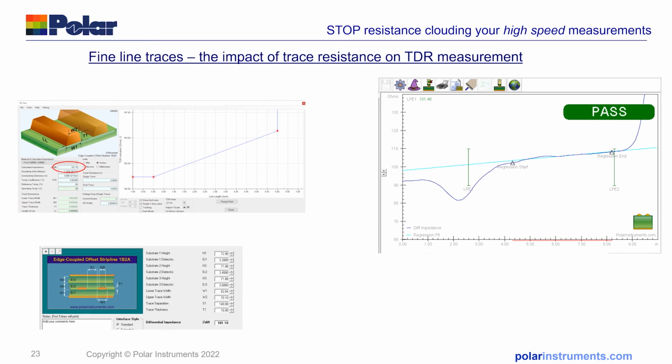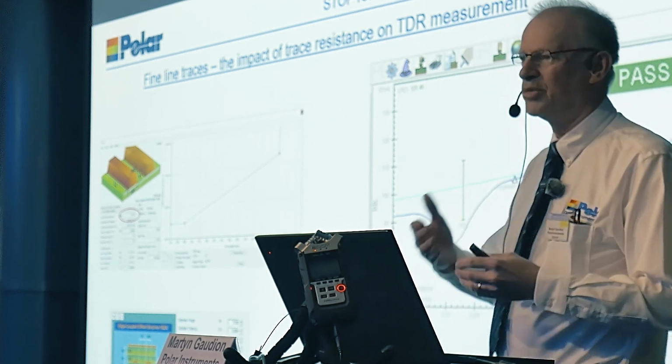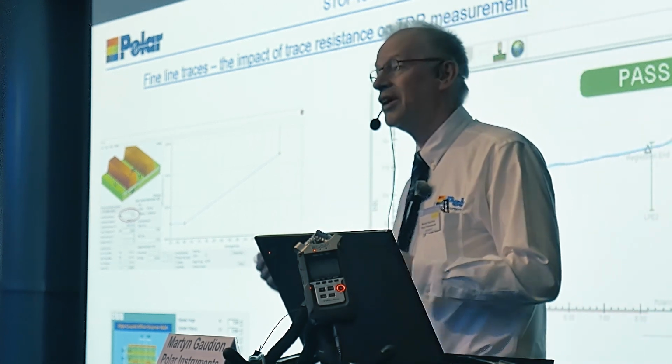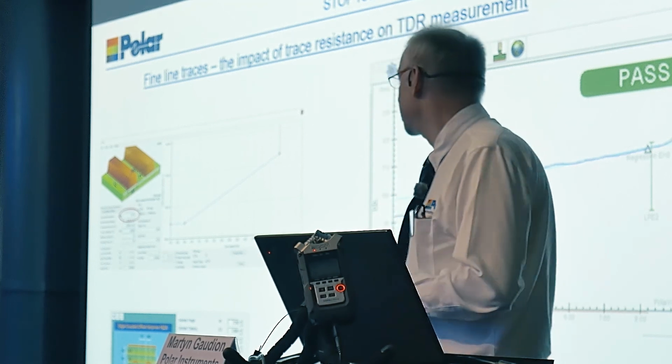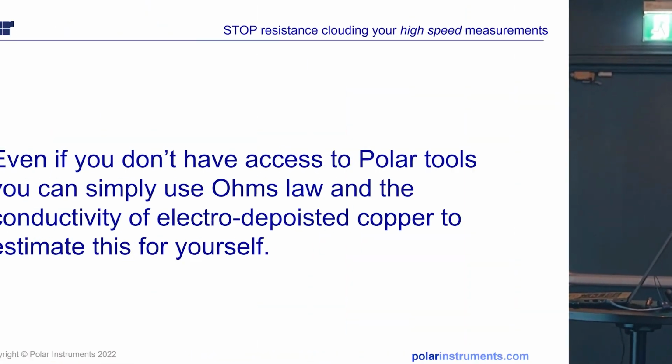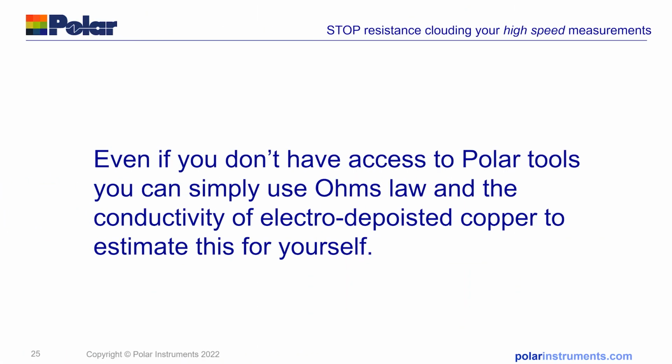It's a case of the dance between measuring and modelling. It's not always the measurement that's right, it's not always the model that's right. You have to have a good model, and you have to have a good measurement, and you have to take into account effects that maybe you hadn't had to take into account in a previous life. And even if you don't have access to Polar tools, because I'm not being commercial here, you can simply use Ohm's law, V equals IR, and the conductivity of the ED copper to estimate this for yourself. So you can do it all free of charge. So I've given away something for nothing.